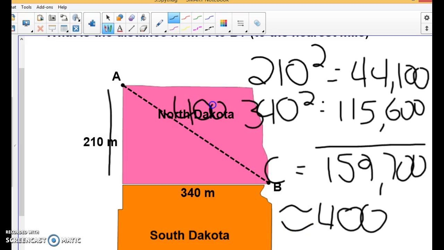So that means if I drive straight across, it's only going to be about 400 miles. That ends up saving me a lot of time, because 210 miles plus 340 miles is 550 miles. So it's saving me 150 miles, which would be about 2.5 hours. This is a good real life example of how I could see how far I'm really going to go.